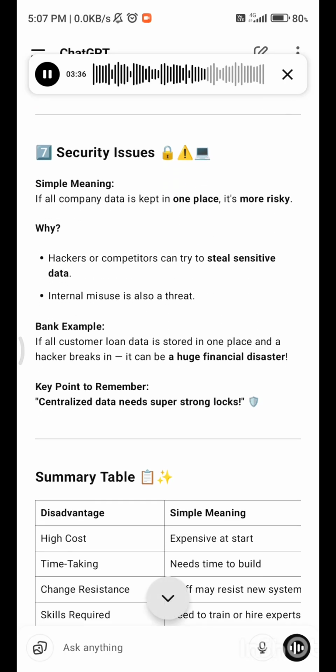7. Security issues. Simple meaning: if all company data is kept in one place, it's more risky. Why? Hackers or competitors can try to steal sensitive data. Internal misuse is also a threat. Bank example. If all customer loan data is stored in one place and a hacker breaks in, it can be a huge financial disaster. Key point to remember: centralized data needs super strong locks.